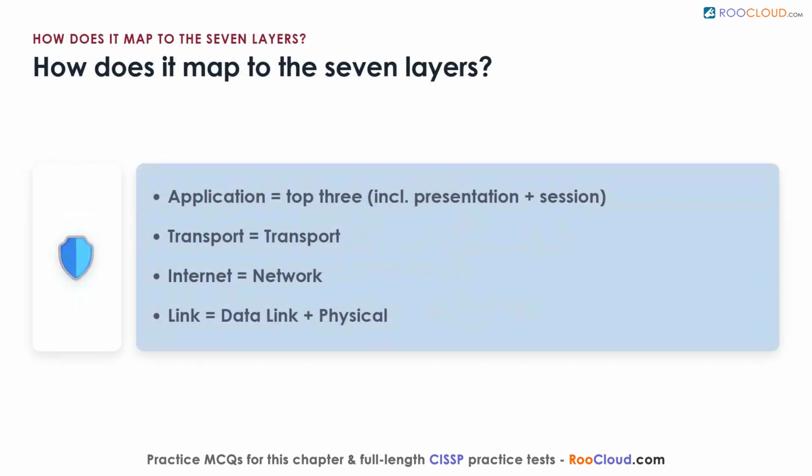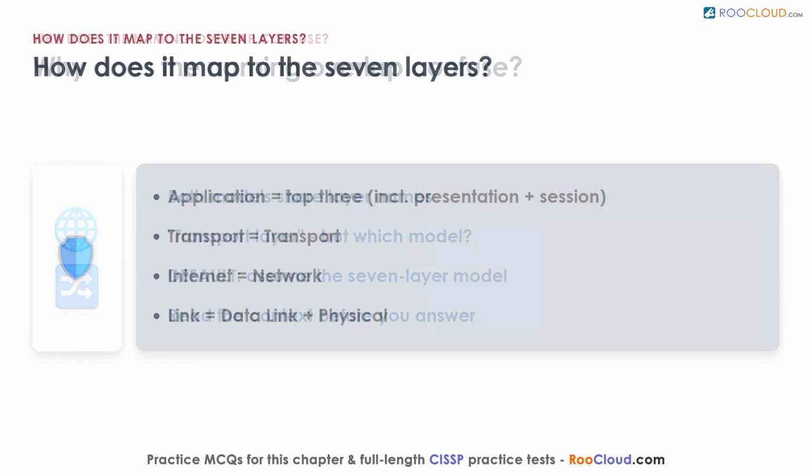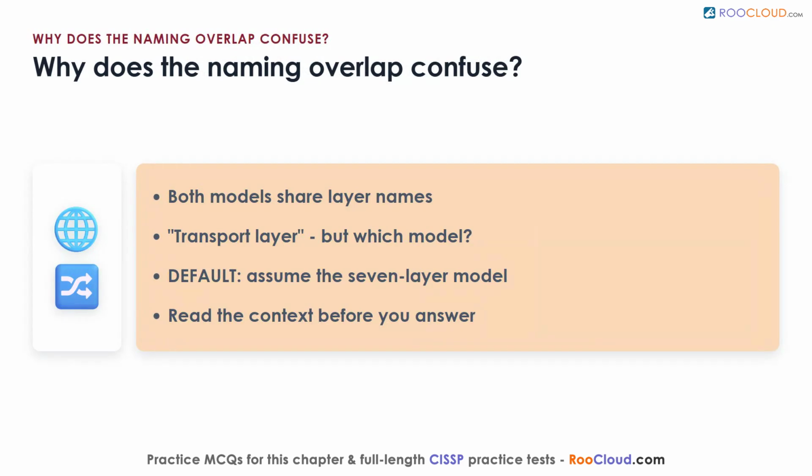How does this model map to the 7-layer one? Its 4 layers absorb the same work the reference model spreads across 7. The application layer here covers the top 3 reference layers at once, folding in presentation and session duties. Transport lines up with transport. The internet layer matches the network layer. And the link layer covers both data link and physical. Think of 2 maps of the same city, one drawn with 4 districts and one with 7 neighborhoods. Same streets, different groupings.